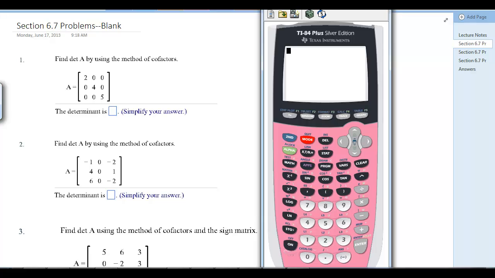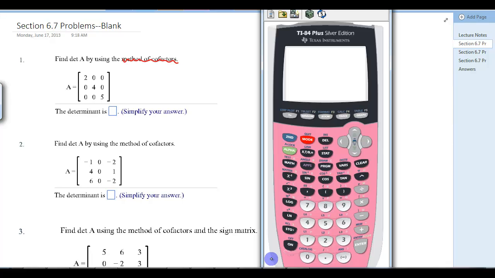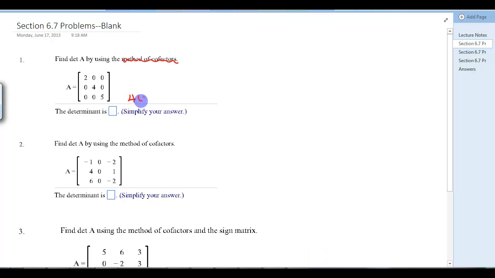So the assumption is that you've put the matrix in. Now this says by using a method of cofactors. Just ignore that, because that's what you would do if you were doing this one by hand, but we are not. So we'll go back in, second matrix, go to math, choose determinant, which is the first option, and then go back in, second matrix, and get the A under name. So we're telling the calculator, find the determinant of matrix A. And the answer is 40. It's that simple.